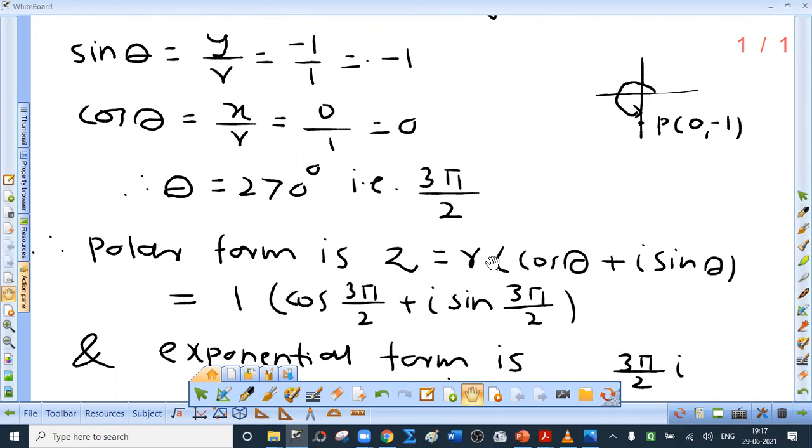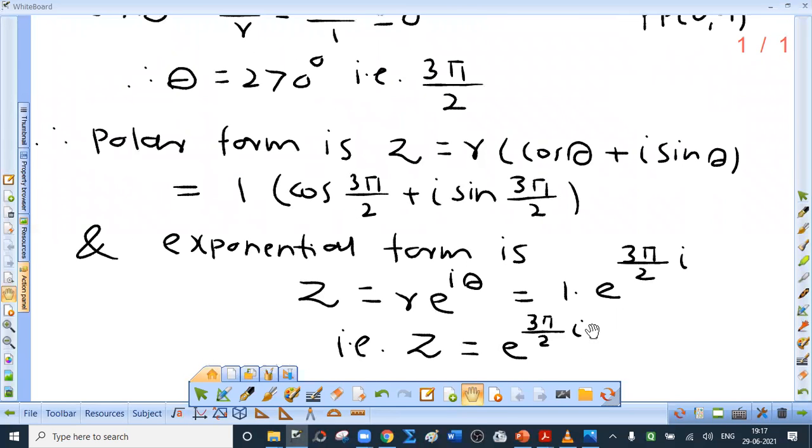So what is the polar form? r cos theta plus i sin theta, but r is 1. So finally it is cos 3 pi by 2 plus i sin 3 pi by 2. And what is the exponential form? e raised to i theta. That is e raised to 3 pi upon 2 i. Why? Because r is 1.